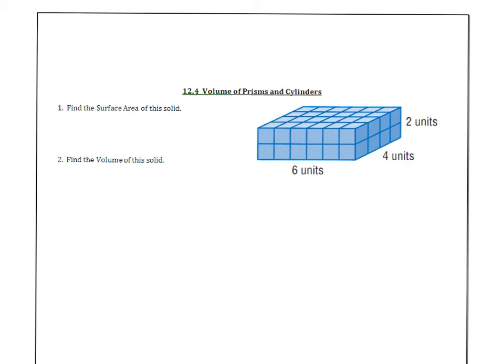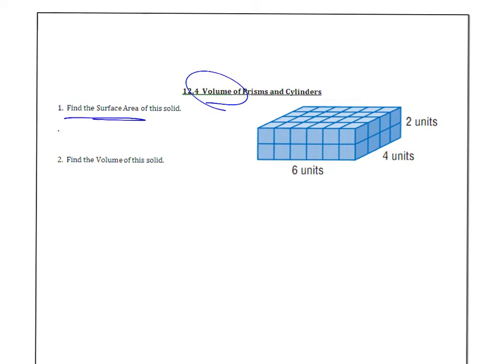12.4 and 12.5 both deal with the same thing. You're talking about volume, which is different than surface area. Surface area is like if you were going to paint the outside of the shape, how much paint you would need. Volume actually talks about all the space inside, okay?